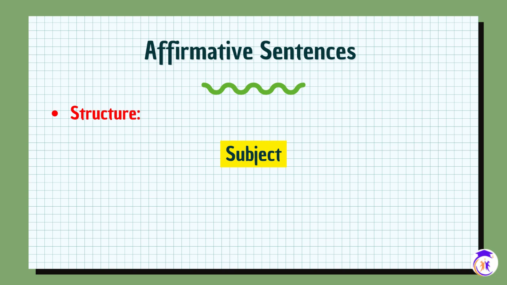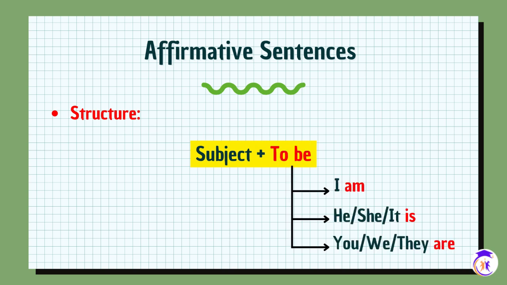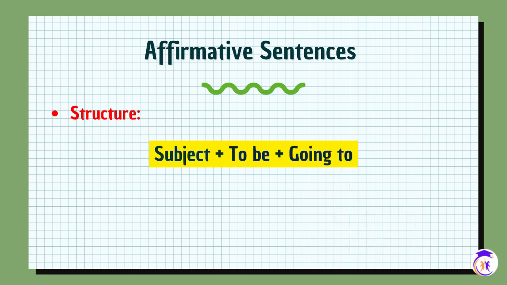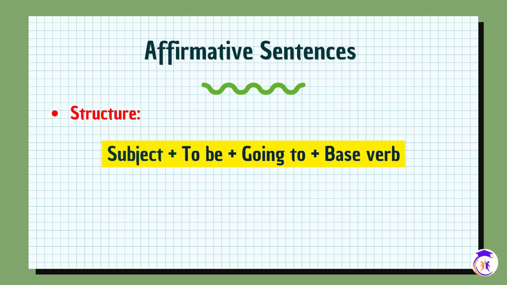First, we have the subject, followed by the correct form of to be. As mentioned before, this must match the subject. If the subject is I, use I am. If the subject is he, she, or it, use is. And if the subject is you, we, or they, use are. Then put going to signal the future. After going to, place the base form of the main verb.